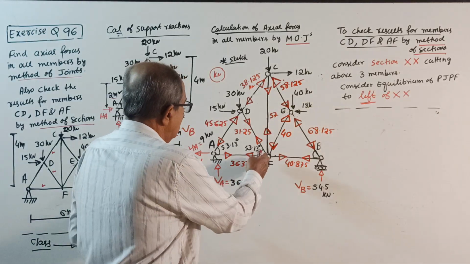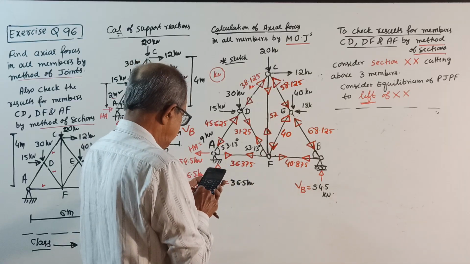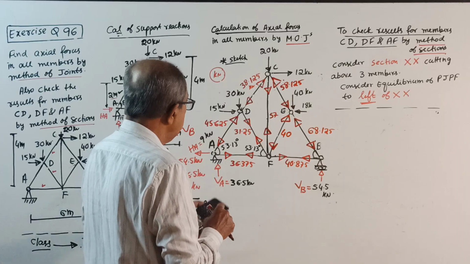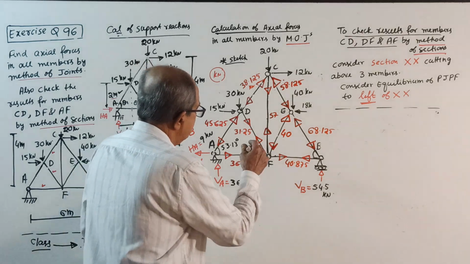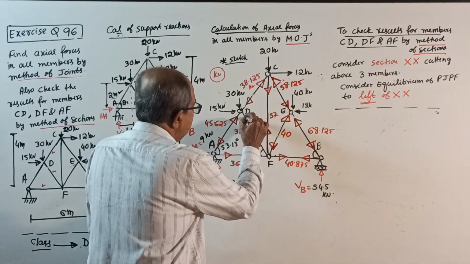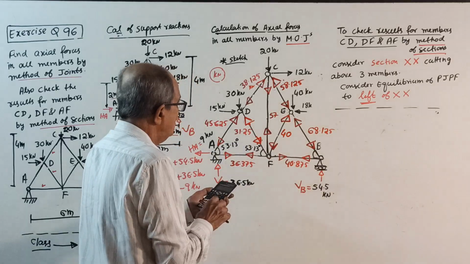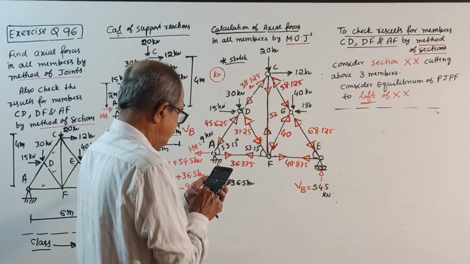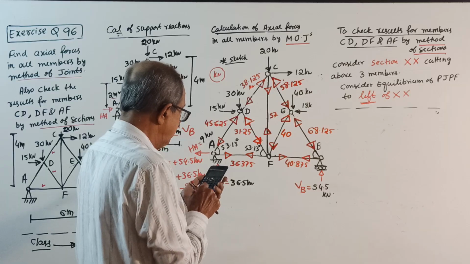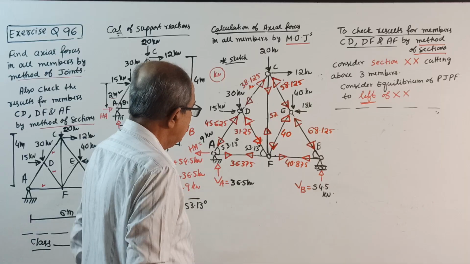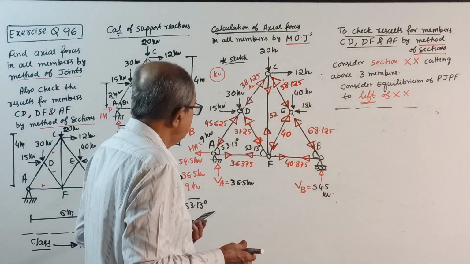I am checking now. Left component is 40 into 0.6 plus 36.375 is 60.375. No, see, one mistake here. This is this way. Okay, no problem. By mistake I put wrong arrow mark. Okay, so 40 into 0.6 plus 36.375, then minus 31.25 into 0.6. 41 point. I'm not getting balance here. It is not getting balanced. There is some mistake there.